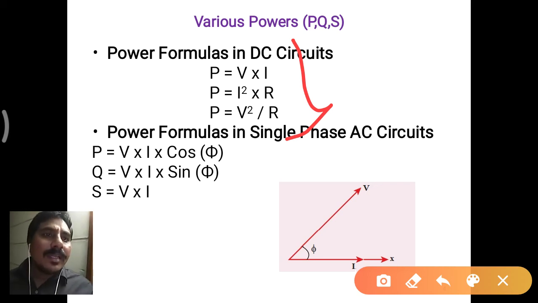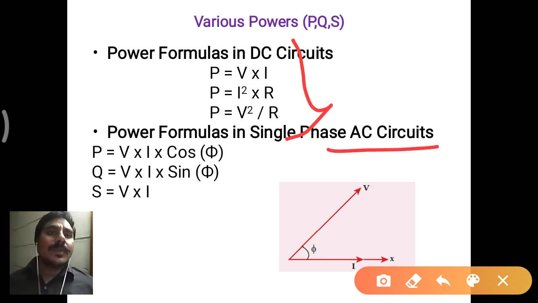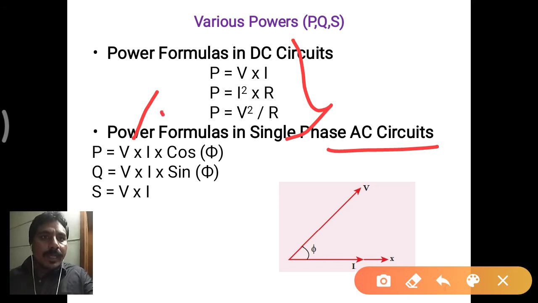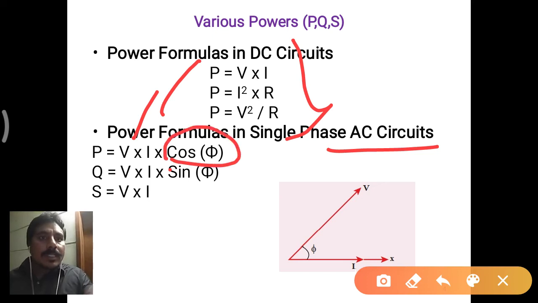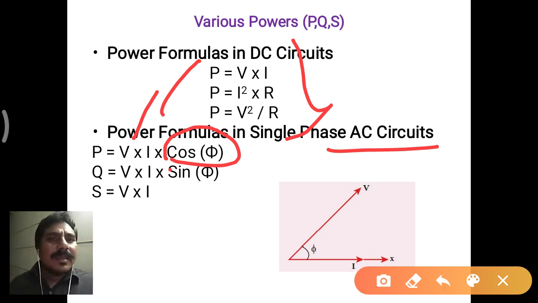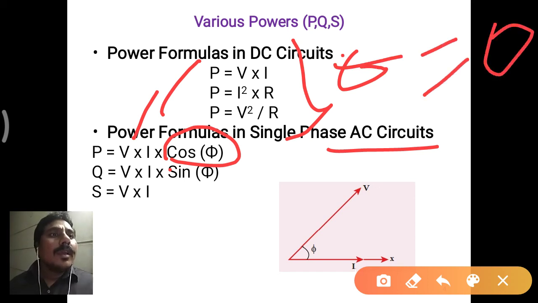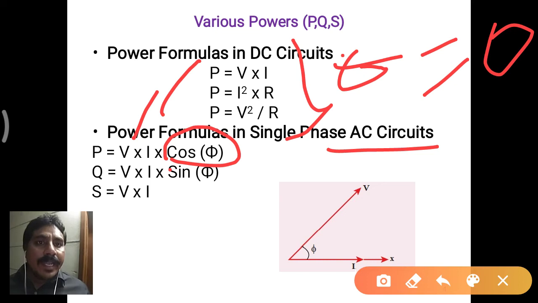Now we are working on AC circuits. For an AC circuit, the active power is defined as voltage into current, the same as before, but additionally we take cos theta. Why? Because in DC, the theta value is equal to 0, whereas in AC, there is a phase angle theta between voltage and current, so we have to consider theta.